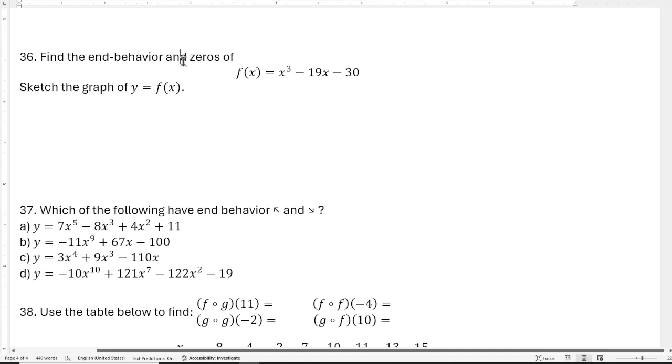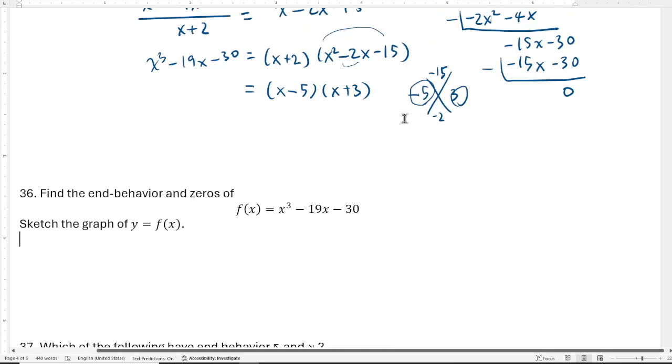Find the end behavior and zeros of x cubed minus 19x minus 30. Sketch the graph of f of x. Okay. So, oh, I forgot to write this here.